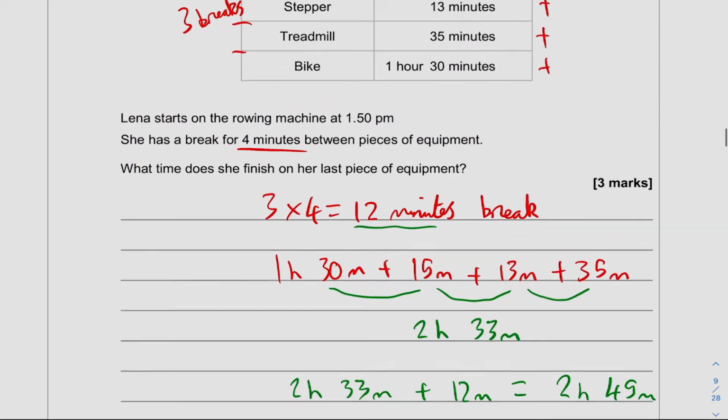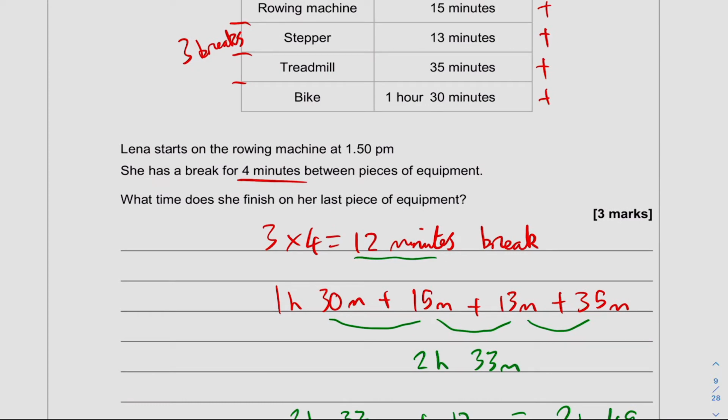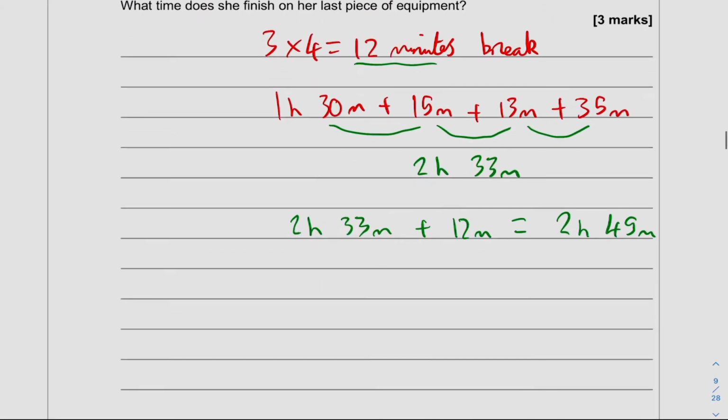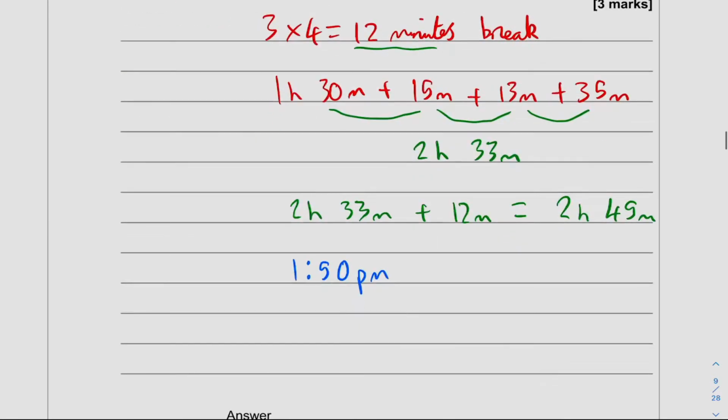So I actually thought that was the end of the question then, but looking back over my answer, I've realised that we need to work out what time she finishes on the last piece of equipment, and she starts at 1:50. So we go from 1:50 PM, I believe it was, yeah, PM, and then we plus our 2 hours 45 minutes, and this takes us to plus 2 hours, we get 3:50 PM, plus 10 minutes, we get to 4 PM, and then we've got 35 minutes remaining, so we get to 4:35 PM.